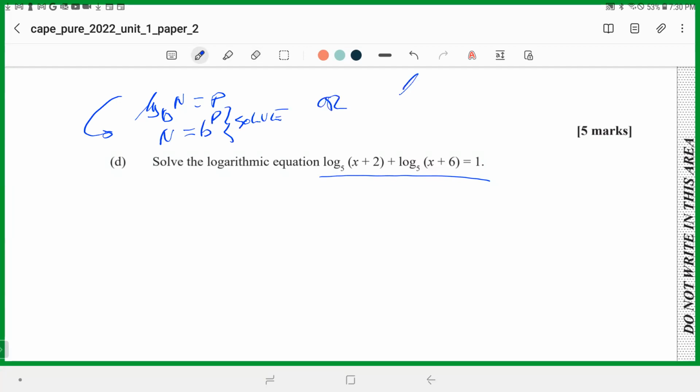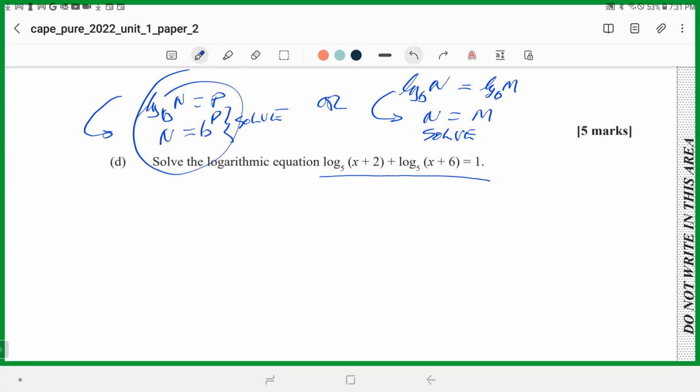Or you want to get log of a number to a base equal to log of another number to a base. And then this would mean that the number equals m, and then you solve, right? So which one of these does this question look like we're going to aim after? This or this? Which one? This over here, isn't it? Because we see the 1 right there, don't we?